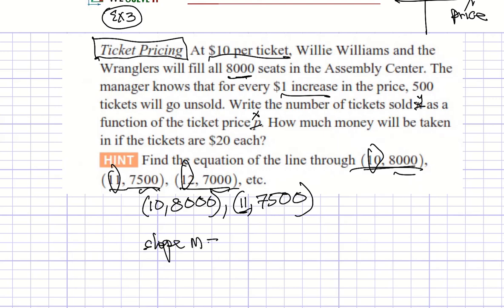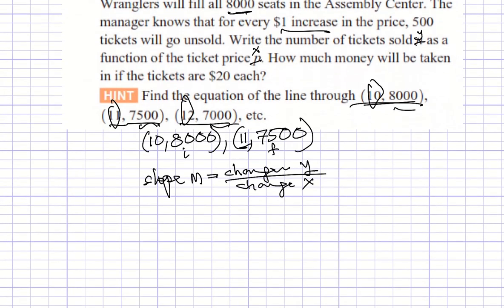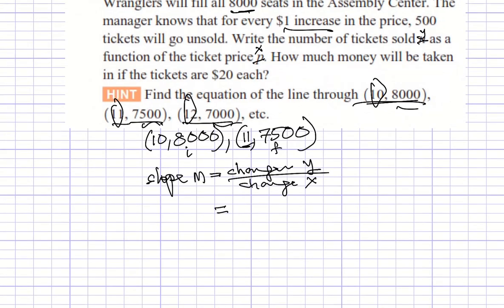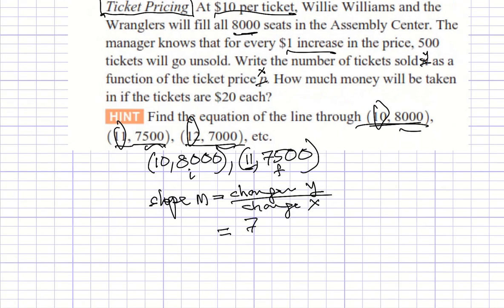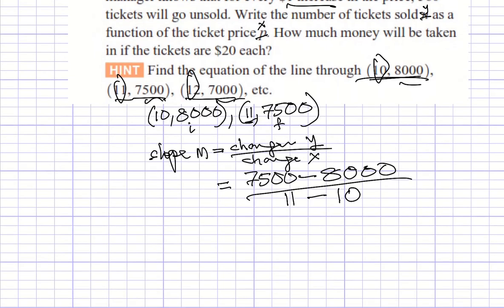Slope m is equal to, we use the initial and final, okay? Slope is equal to change in y over change in x, okay? That would be the same thing as 7,500 minus 8,000 over 11 minus 10, okay? So if you do that, what do you get? You see what is going on, right?